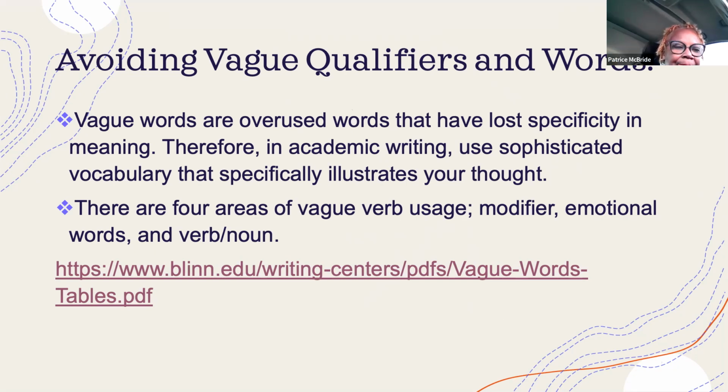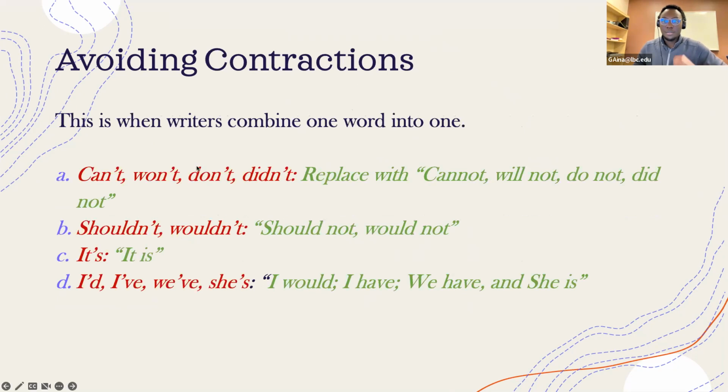Awesome. All right, so we are done with qualifiers and big words. Now the next part is avoiding contractions, right? I am sure many of us have heard of this, and I feel like many of us here are graduate students, so do not use contractions at all. Just stay away from them, right?